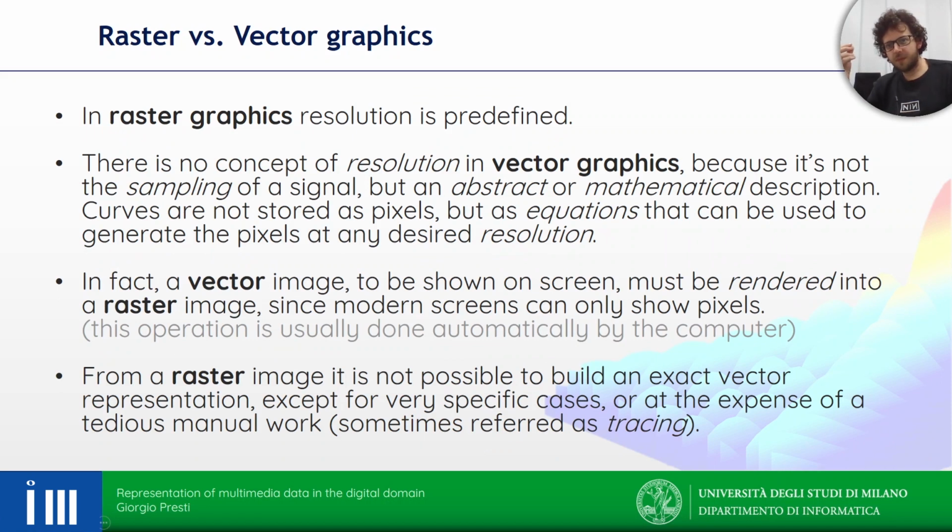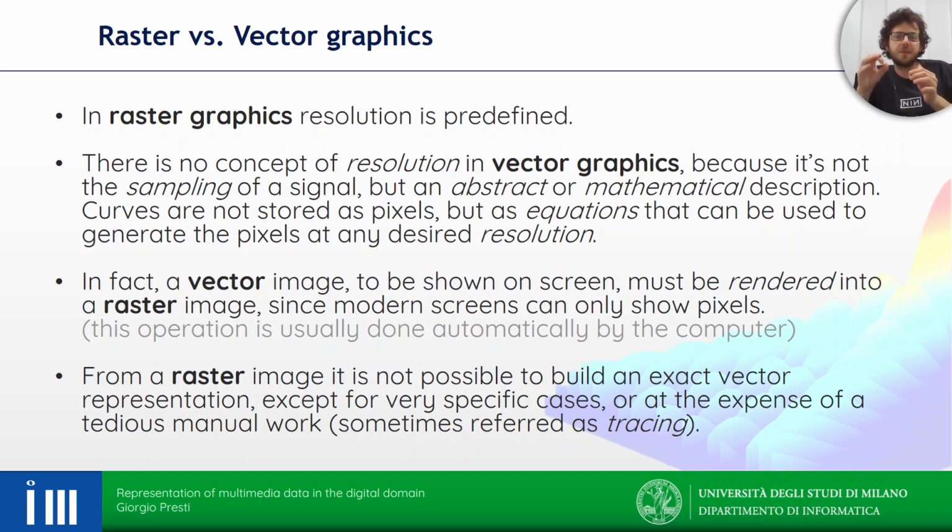So it means that in raster graphics the concept of resolution is predefined, while there is no concept of resolution in vector graphics, because it's not the sampling of a signal. Rather, it is an abstract or mathematical description of the signal itself. Curves are not stored as pixels, but as equations that can be used to generate the pixels at any desired resolution.